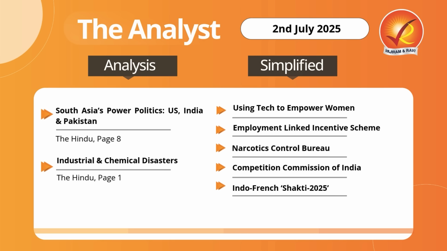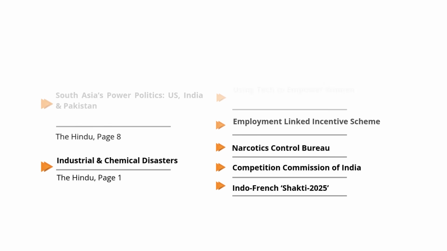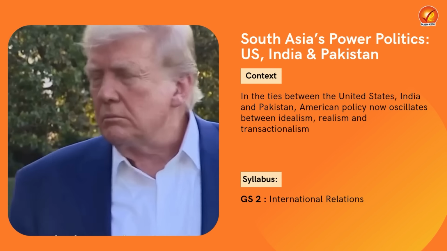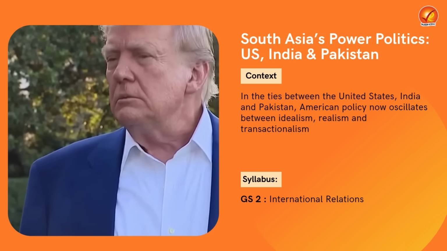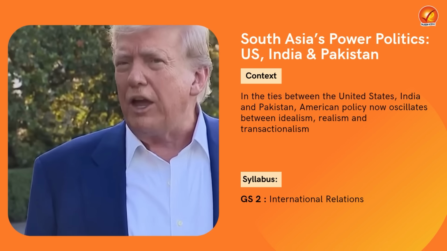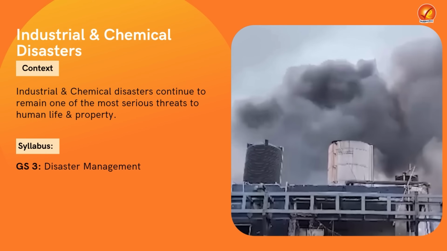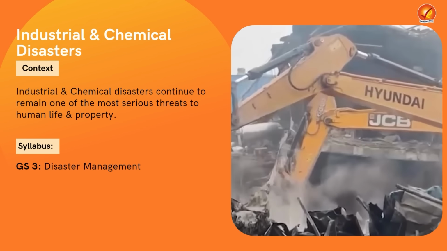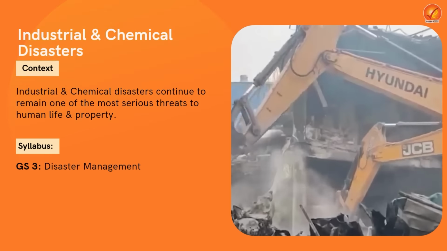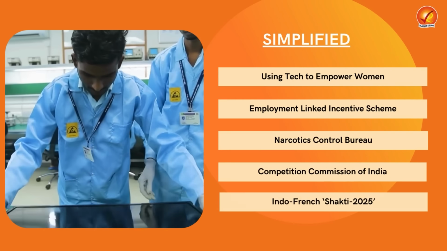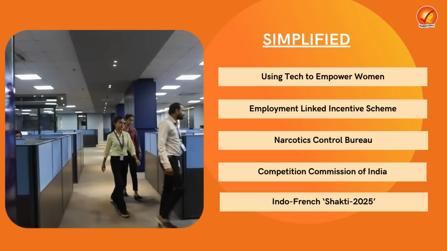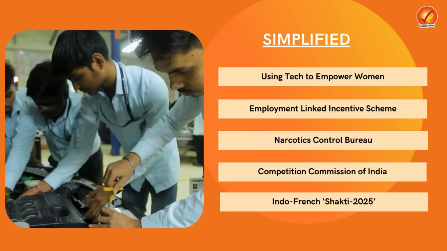We will try to comprehensively analyze 7 articles in 2 different sections, along with the daily mains answer writing program. In the first article, we'll have a comprehensive discussion with respect to South Asia's power politics being shaped by the growing convergence between the United States and Pakistan. Then in the second article, we'll discuss the serious public safety issue of industrial and chemical disasters, the related causes, and the way forward. Then in the simplified section, we'll have a look at 5 different articles from a special perspective of UPSC Prelims 2026, along with the value addition.